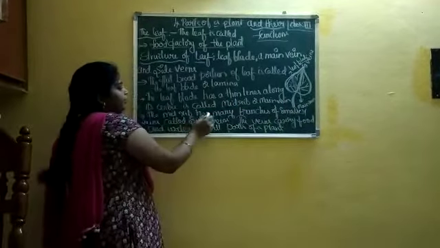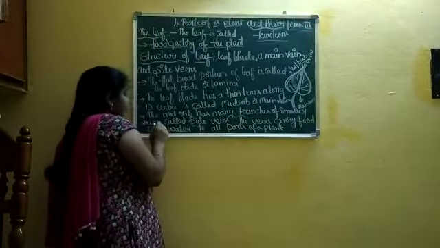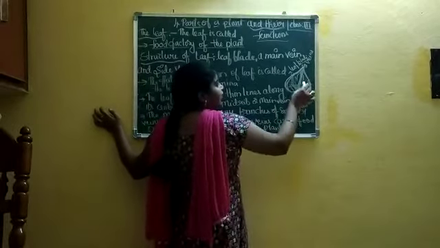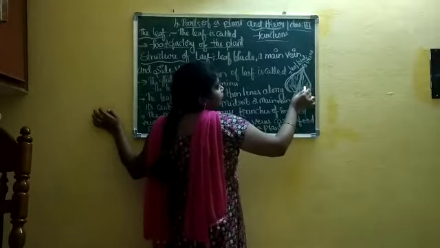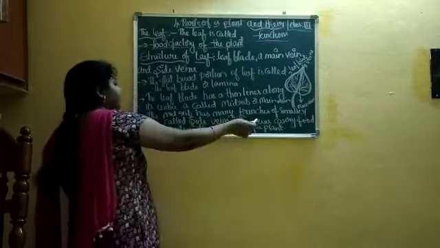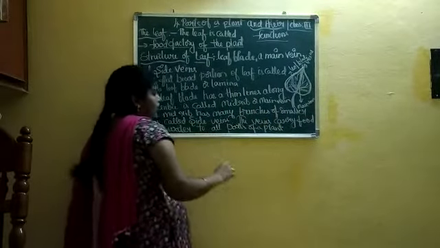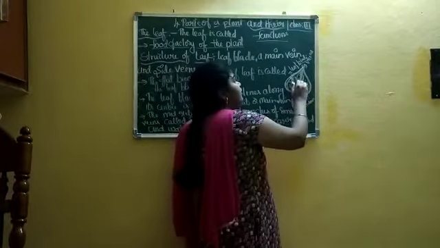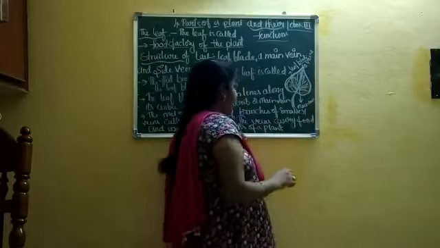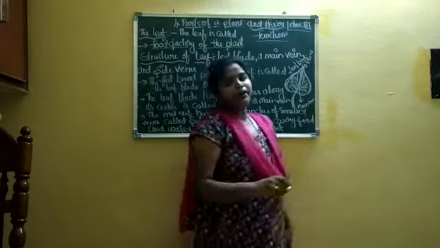And the midrib has many branches of smaller veins called side veins. These are called smaller veins or side veins. The veins carry food and water to all parts of the plant.